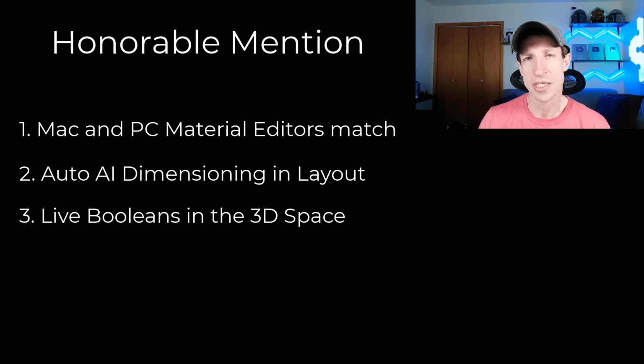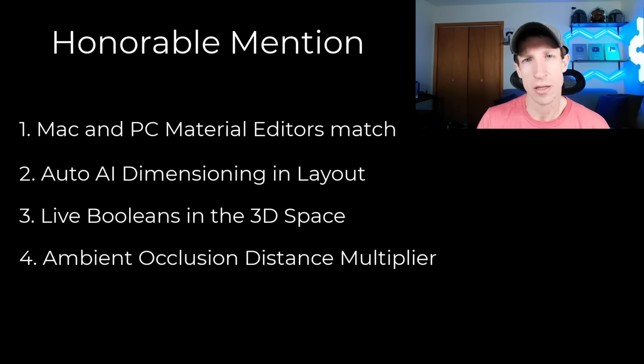I'd like to see a distance multiplier added to the ambient occlusion function that allows us to multiply the distance that it's shown for larger models. It's really good for smaller models, but it seems to be based on real world sizes. Having the ability to expand that out, I think, would be a good improvement to that tool.